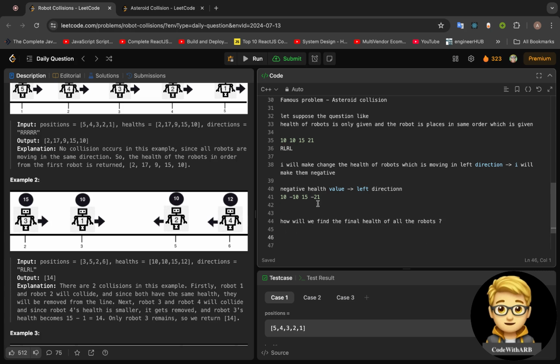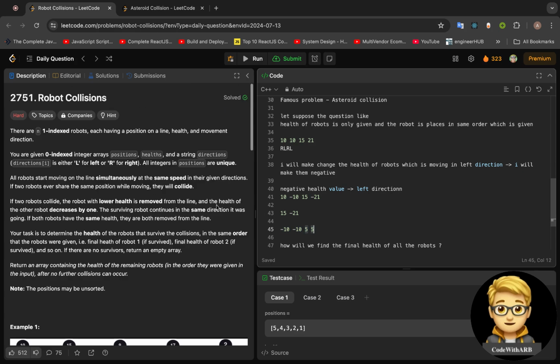If you see here, when these two collide, 10 and minus 10, what will happen? This 10 and minus 10 will destroy each other, right? These two will be removed, left with 15 and minus 21. When this 15 and minus 21 collide, because one is moving in the right direction and the other in the left direction, they will definitely collide, okay? And one thing is also clear: suppose minus 10 is given, and 5 and 5. The minus 10 is moving left and these are moving right with the same speed, so they will never collide, right?